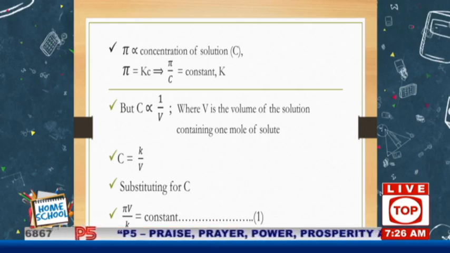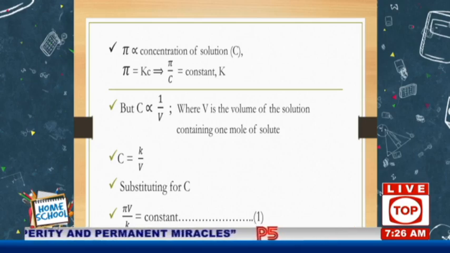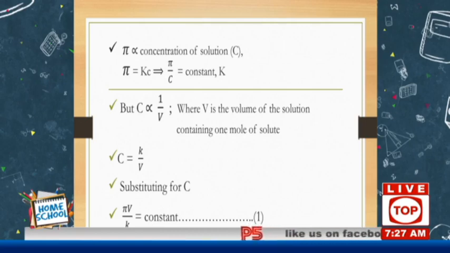You see that sign, it is the proportionality sign. It represents the words directly proportional. So pi is representing osmotic pressure. So we say pi, which is osmotic pressure, is directly proportional to concentration of solution C. Then you remove the proportionality sign and put there the proportionality constant. We can use K as a proportionality constant. It is fine. Okay? So you put it there.